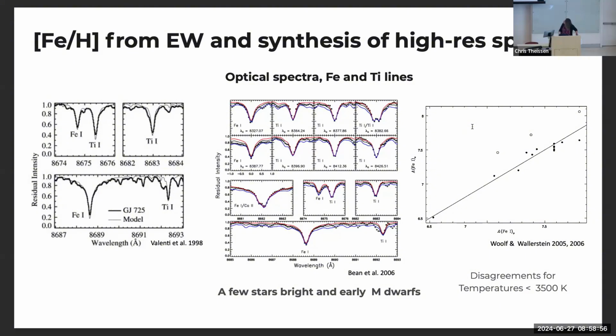And also because, for example, this work of Wolf and Wallerstein used binary systems, an FGK star with an M, and tried to see if the abundances of iron were the same, and found disagreements for temperatures below 3,500 Kelvin.